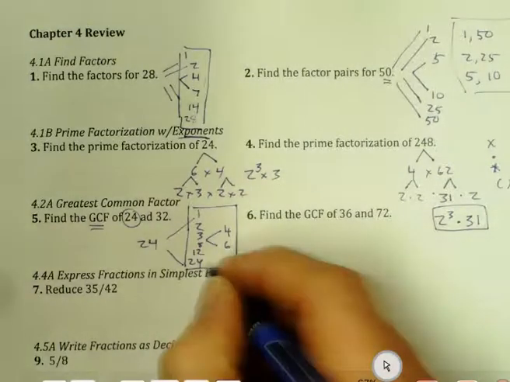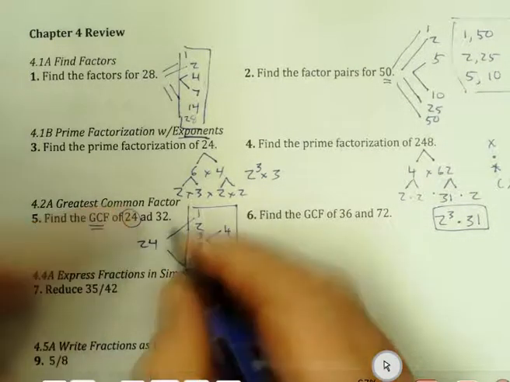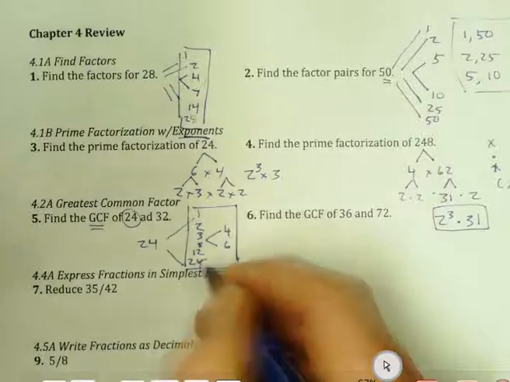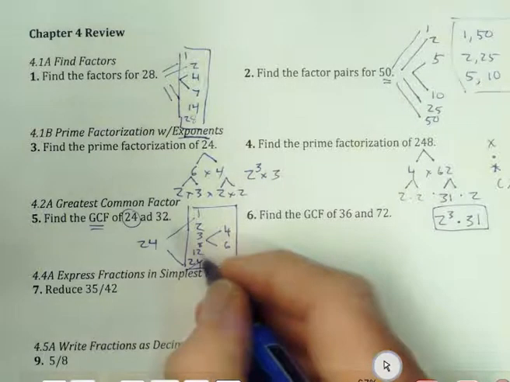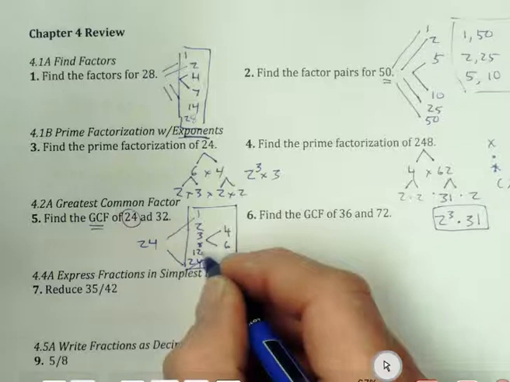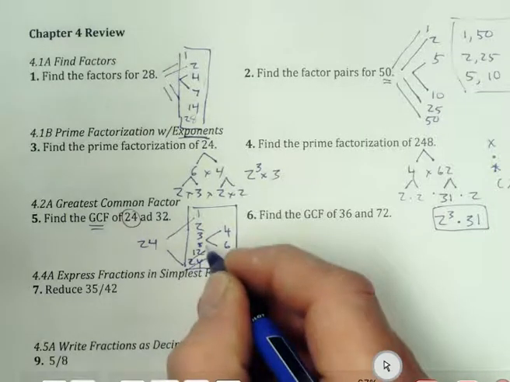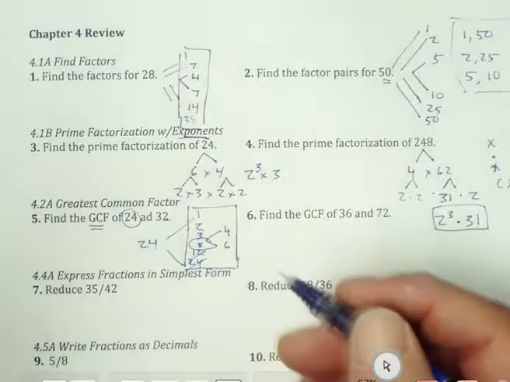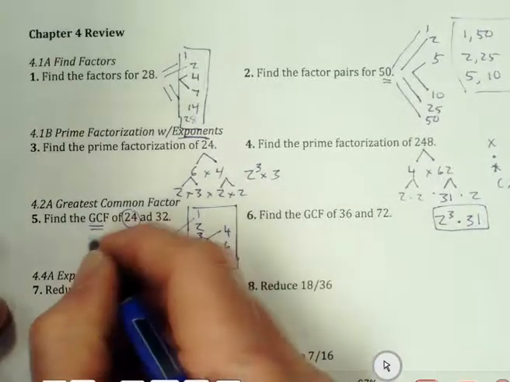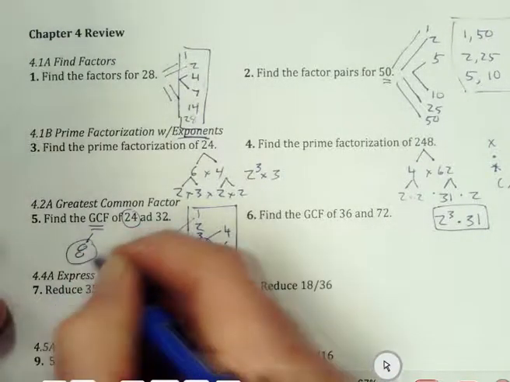So I start with the biggest one and say, does 24 go into 32? No, it doesn't share that factor. Does 12 go into 32? No, it doesn't share that factor. Does 8 go into 32? Yes, it does. So the greatest common or the greatest shared factor is 8.